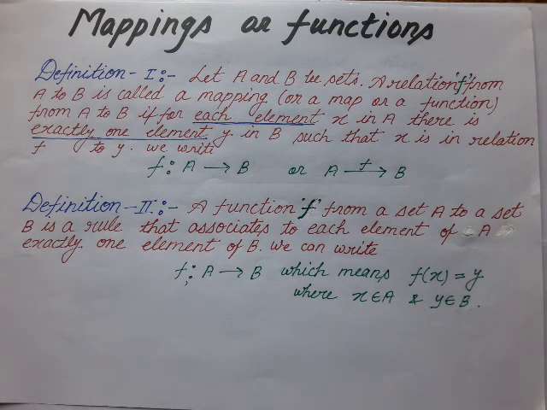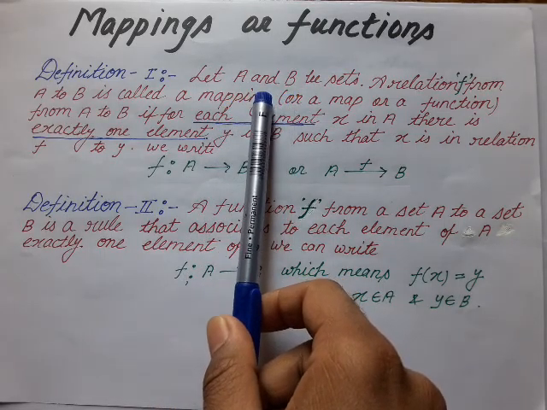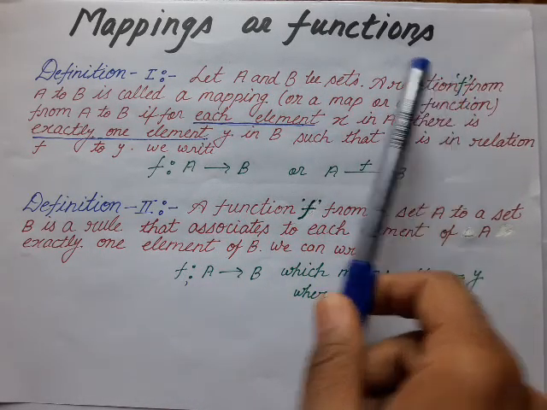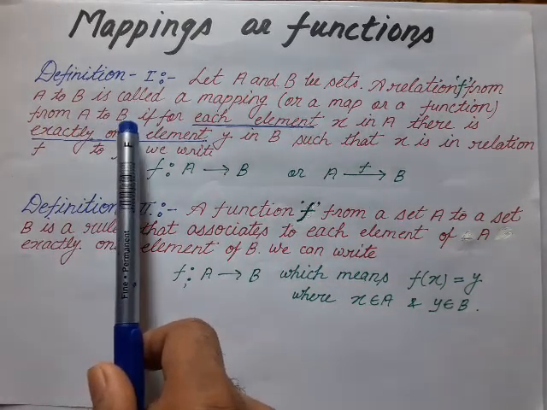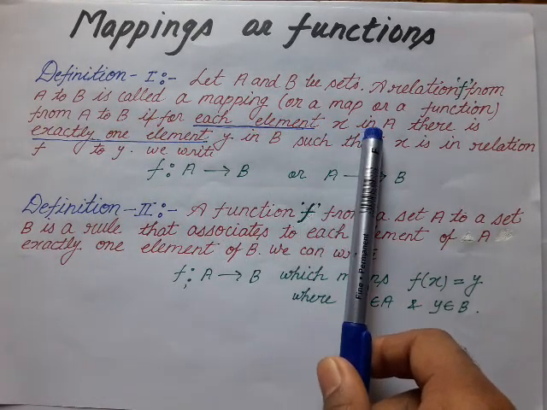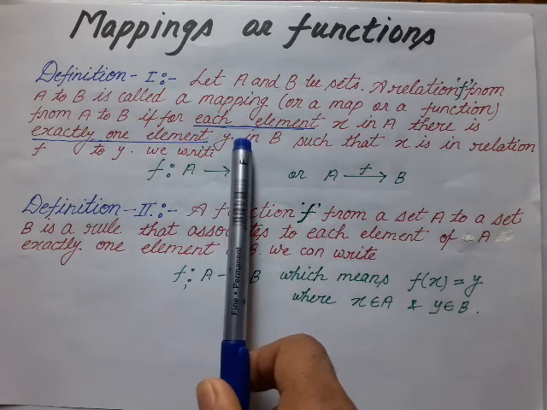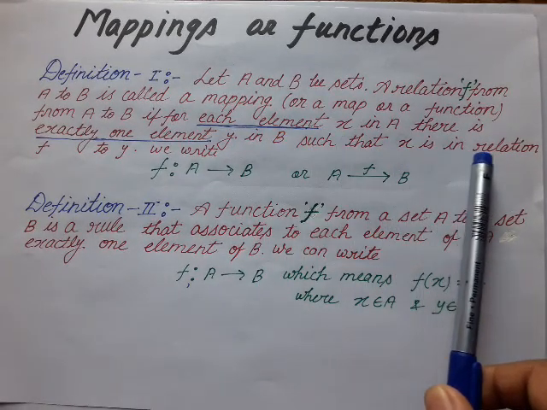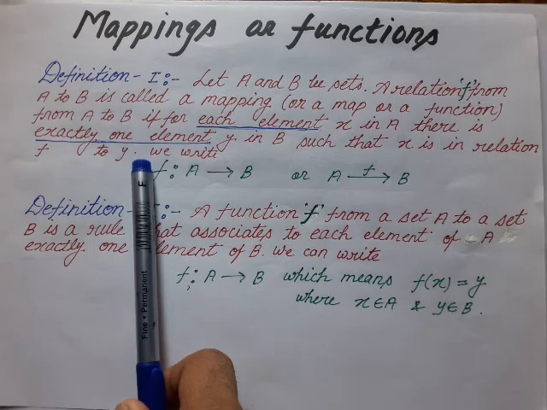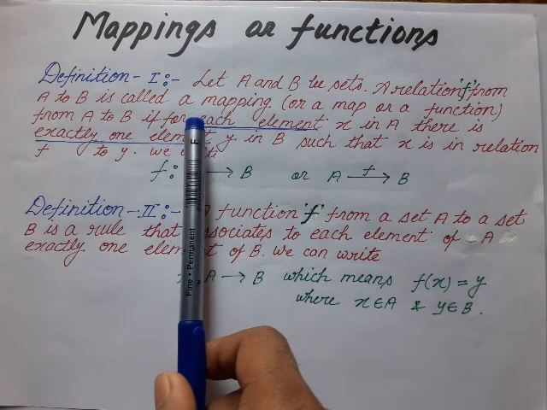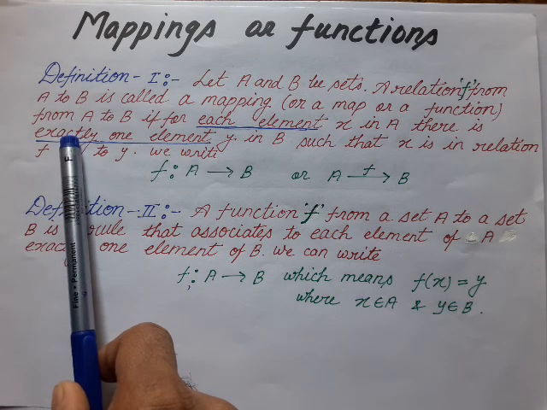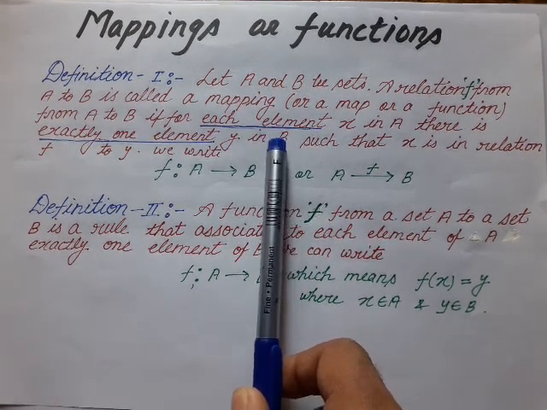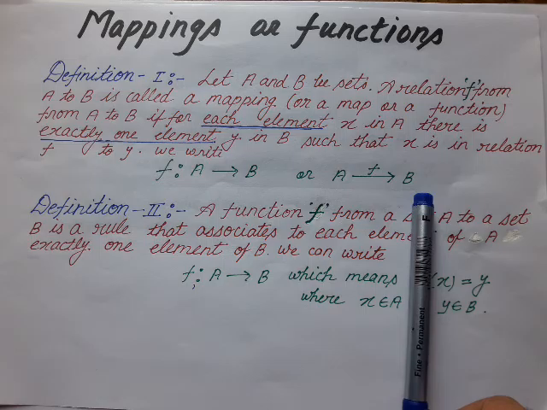You can see that there are two definitions. The first definition is, let A be a set and B be a set. Then a relation f from A to B is called a mapping or a map or a function from A to B if for each element x in A there is exactly one element y in B such that x is in relation f to y. The point to be noted is that each element x in A is related to exactly one element y in B, and this can be written in the form like that.